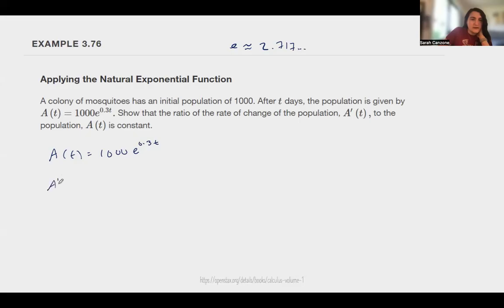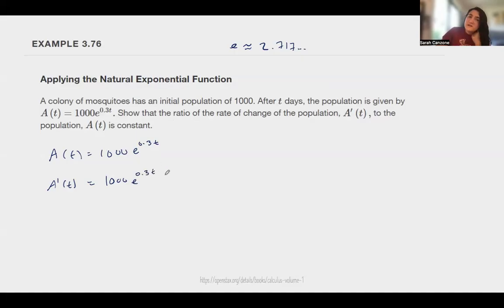So let's compute that. A prime of t equals, all right. In order for something to be constant, that means that when you find the ratio, it must just be an integer or a whole number. So let's compute this. For our derivative, we get, well, this 1,000 can stay out front because it's just a coefficient. And then we can take the derivative of e to the 0.3t. Obviously, since it's an e, we can just rewrite e to the 0.3t.